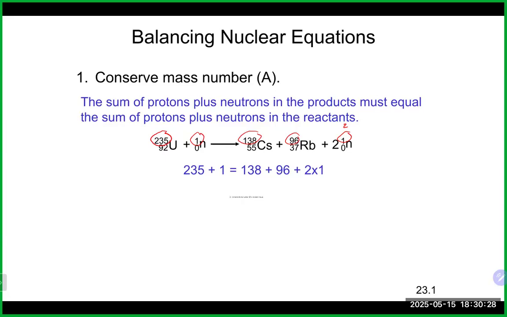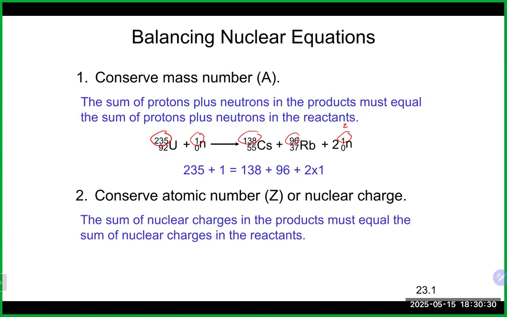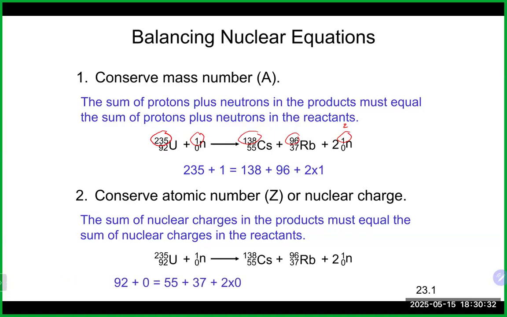The other thing that we do to make sure that it's balanced is, frankly, we make sure the atomic numbers that are on the bottom there on the left match the atomic numbers that are on the right. So that is how we balance a nuclear equation.